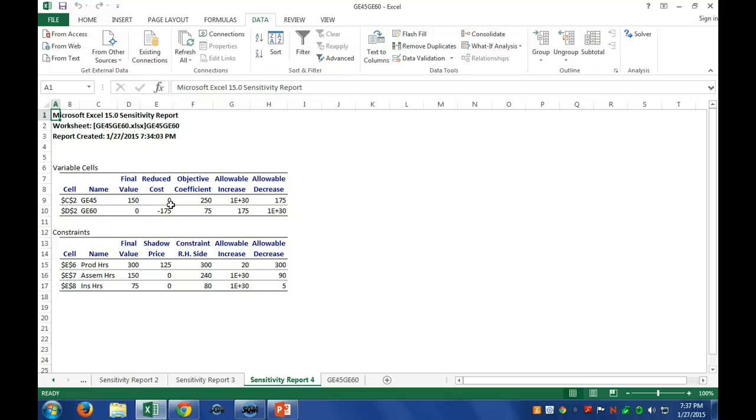It says if we want to ignore Solver and say, start making that because we want to have some GE60s out there in the market, that's fine. But for every unit you make, you're taking resources away from the more profitable GE45, and your profit is going to go down by this amount per unit. Okay, that's one thing it tells me. The second thing it tells me is if you want to start making this product, you better charge at least this much more. Or your profit better go up by the negative of this, which is positive 175.